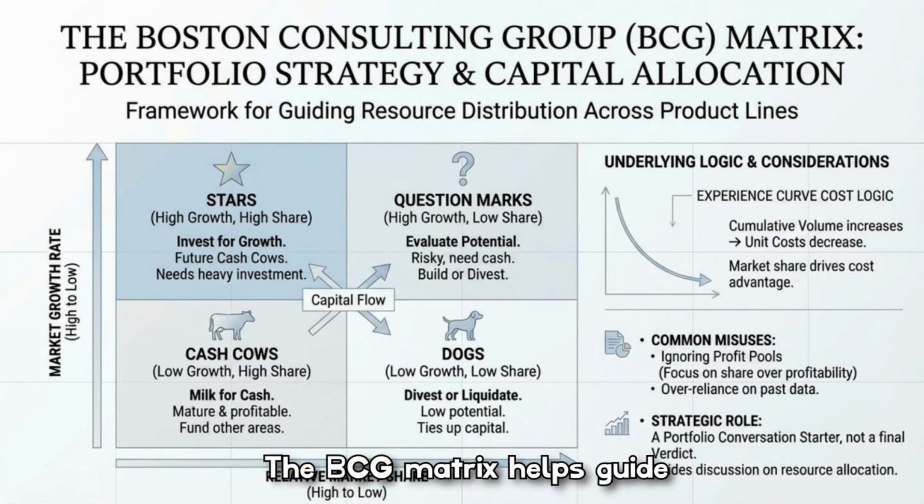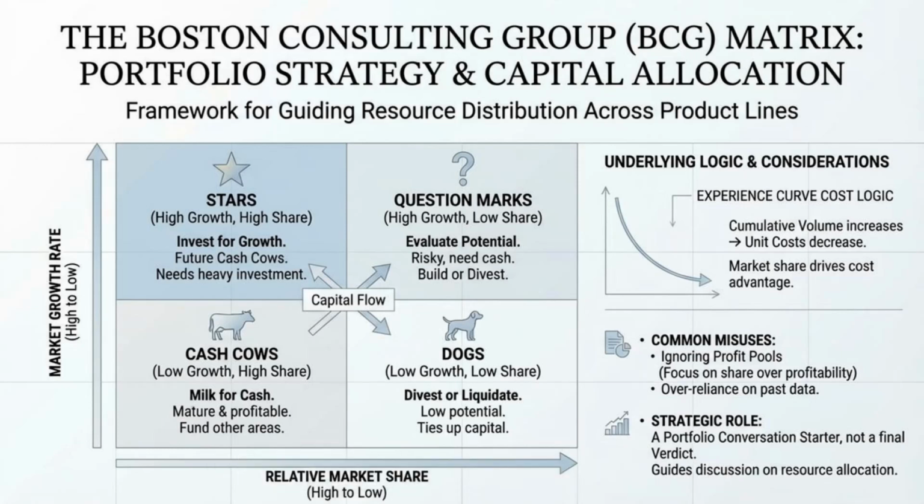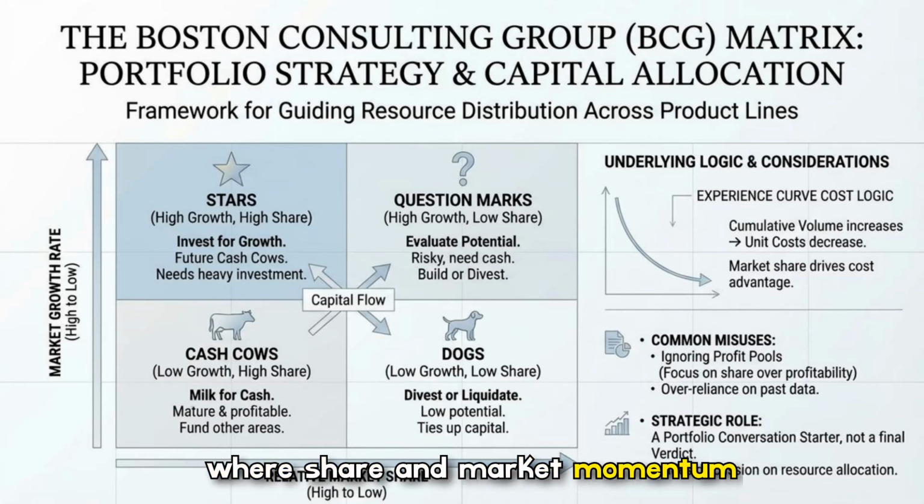The BCG matrix helps guide portfolio strategy by classifying product lines as stars, question marks, cash cows, or dogs to inform capital flows. It's a resource allocation tool. Invest in growth where share and market momentum align, milk mature winners, and divest underperformers, while avoiding common misuses like over-relying on past data or ignoring profit pools.